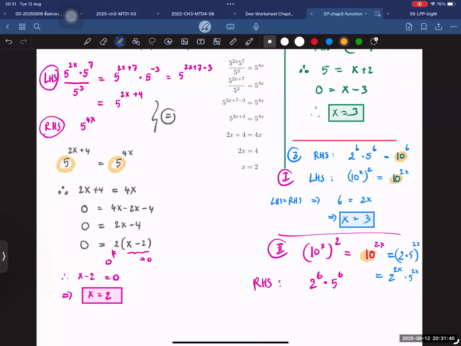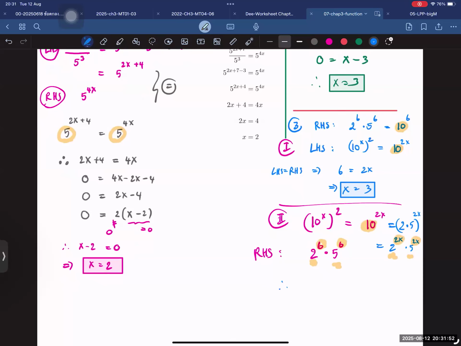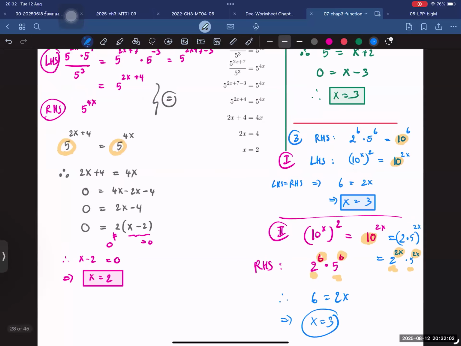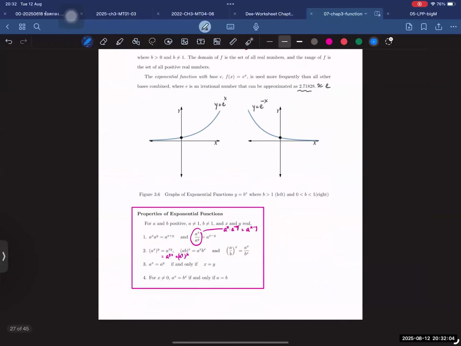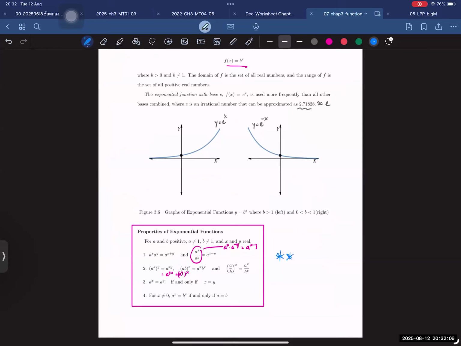Therefore, we have the same base. Therefore, 6 must be equal to 2x. Okay, so it's 6 equal to 2x. Again, we got x equal to 3. So there are many ways to identify the x using this property.